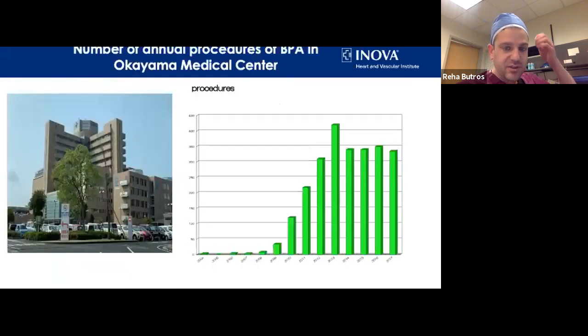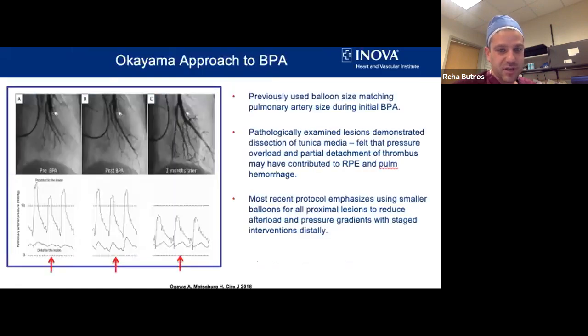And this was the center in Okayama that we visited last September 2019. This was before, of course, the COVID thing. You know, it feels like a different time. And over the years, you can see their volume has gone up to 400 sessions each year. That's maybe 4 to 6 sessions in each patient, so 80 to 100 patients every year. So they've gotten really good at this.